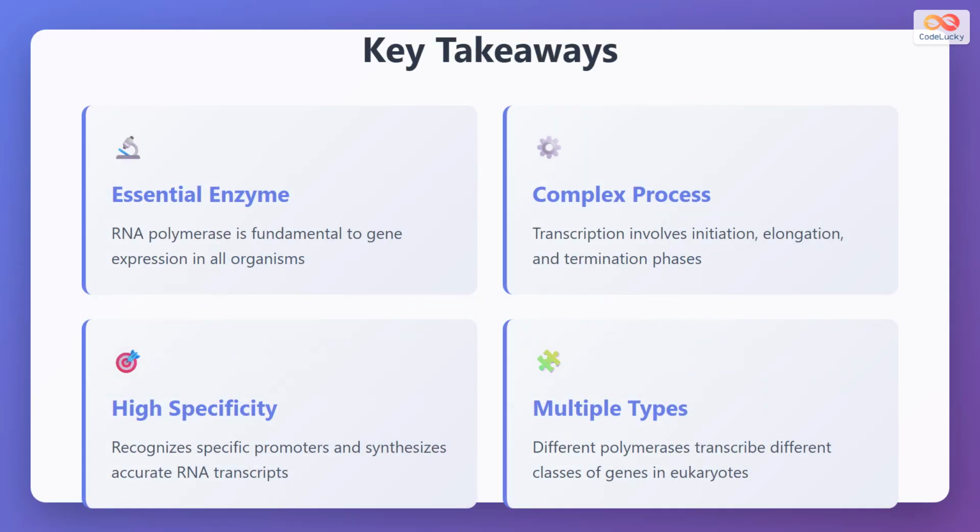To summarize, RNA polymerase is an essential enzyme fundamental to gene expression in all organisms. The transcription process it carries out involves three carefully orchestrated phases: initiation, elongation, and termination. This enzyme demonstrates high specificity, recognizing particular promoter sequences and synthesizing accurate RNA transcripts. In eukaryotes, multiple types of RNA polymerase exist, each specialized to transcribe different classes of genes. Understanding RNA polymerase is crucial for comprehending how genetic information flows from DNA to RNA to proteins in living cells.